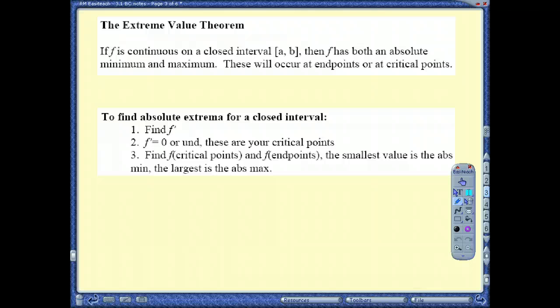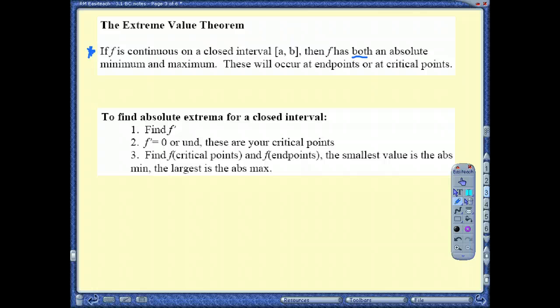The extreme value theorem starts off: first of all, f is continuous on the closed interval. F has to be continuous. So aren't you glad we discussed continuity before we did this? You have to be continuous on this closed interval. If you are continuous on that closed interval, then you will have both an absolute minimum and an absolute maximum. You will have a high point and a low point. These extrema will occur at endpoints or at critical points.